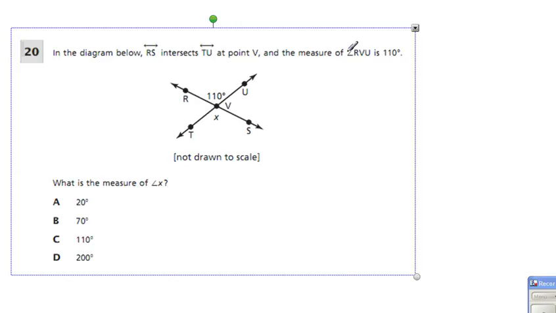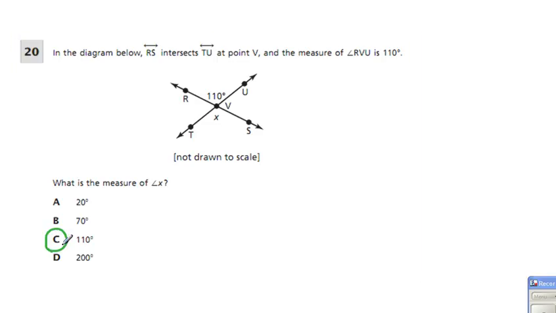Now, RVU is 110. As you can see, the measure of angle X, in fact, these are vertical angles, so therefore they will be equal to each other. Choice C would have been our answer.